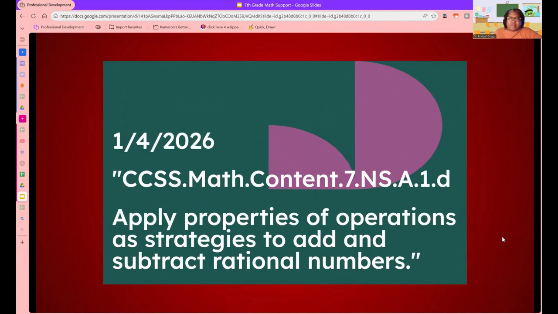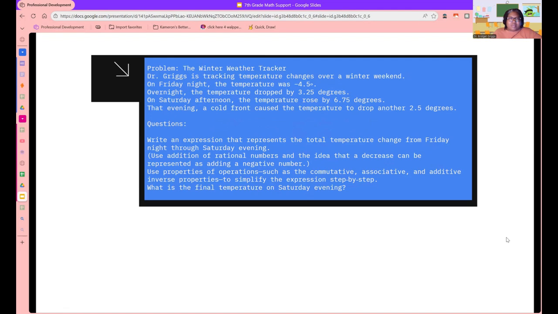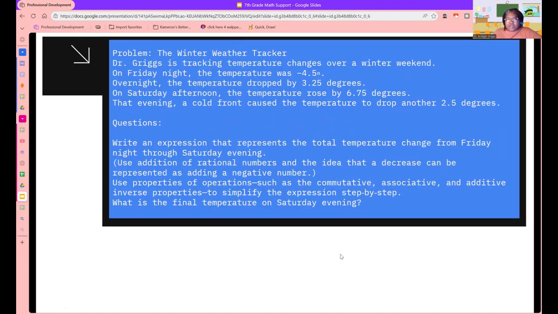Today we have apply properties of operations as strategies to add and subtract rational numbers. So let's look at a problem where we can quickly apply this objective. So here's our problem. The winter weather tracker. Dr. Griggs is tracking temperature changes over a winter weekend.